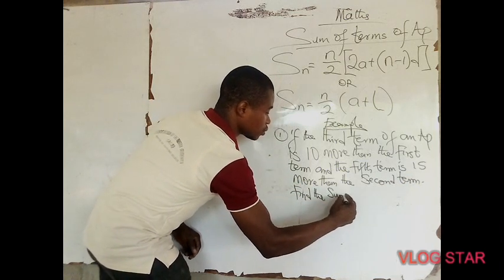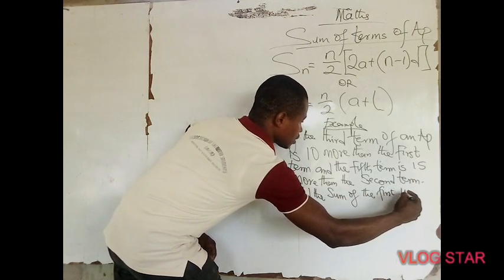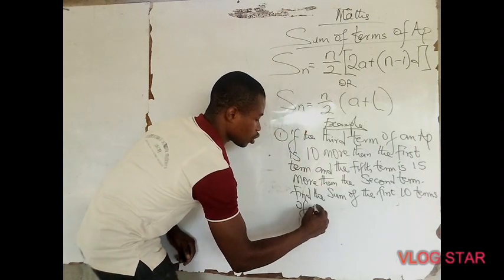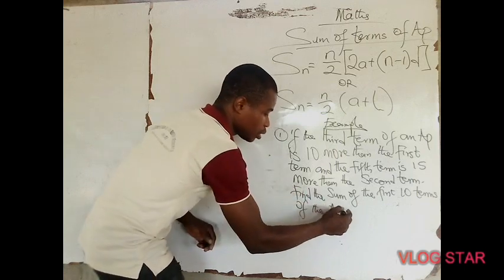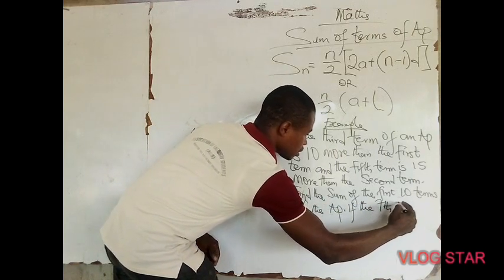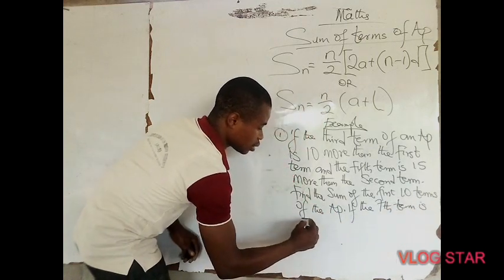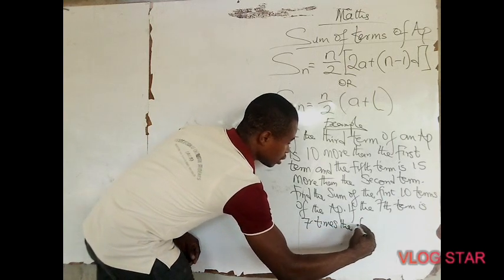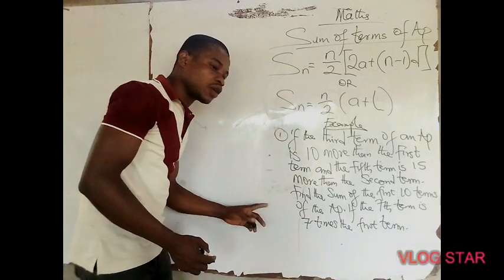the sum of the first 10 terms of the AP, if the seventh term is 7 times the first term. How do we solve this particular question?